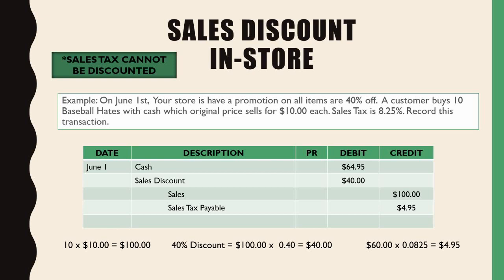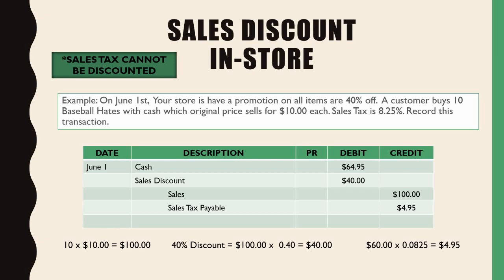And then lastly, we figure out, how much cash am I supposed to have? How much cash am I supposed to be receiving from this actual sale? It's going to be $60, plus the tax, which gives you $64.95.